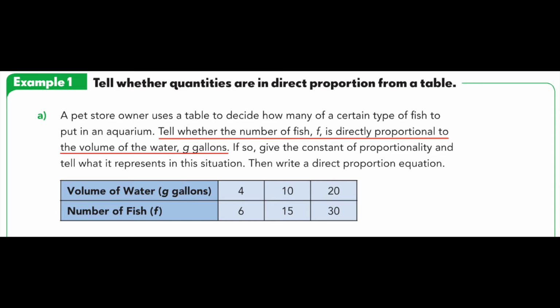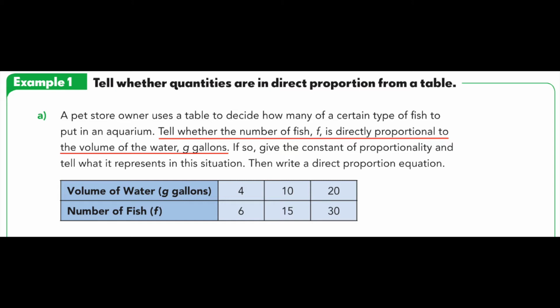In this example, we are trying to tell whether the quantities are in direct proportion. Unlike the last example, we are not given our y and x values. When we read through this, we will break down the underlined sentence to help us determine what our y value and what our x value are going to be. The underlined sentence says, tell whether the number of fish, F, is directly proportional to the volume of water, G, gallons.